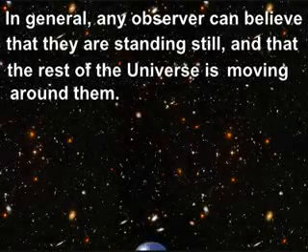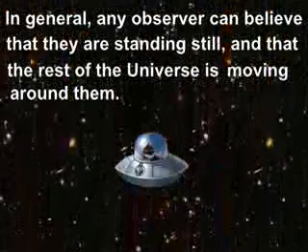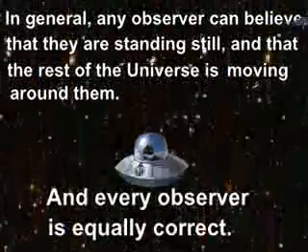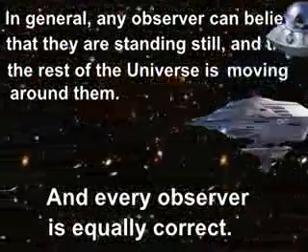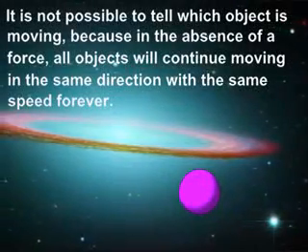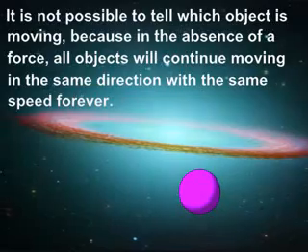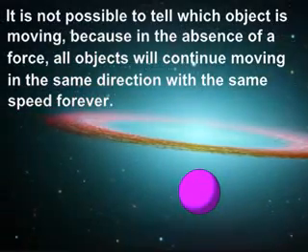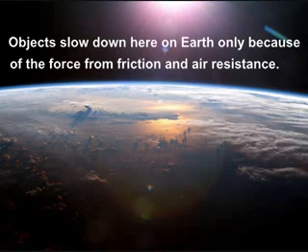In general, any observer can believe that they're standing still, and that the rest of the universe is moving around them. And every observer is equally correct. It's not possible to tell which object is moving, because in the absence of a force, all objects will continue moving in the same direction with the same speed forever. Objects slow down here on Earth only because of the force from friction and air resistance.